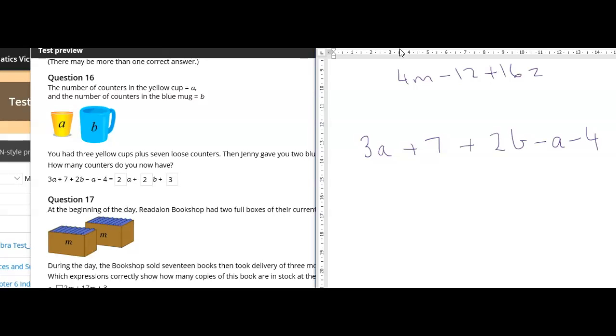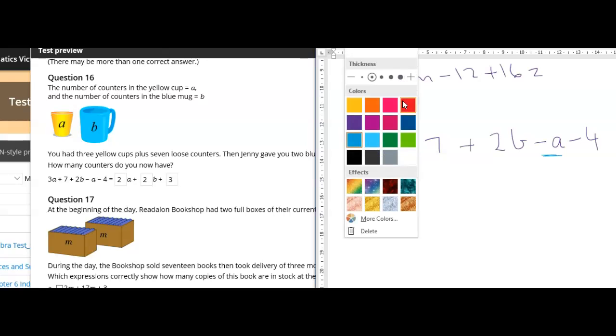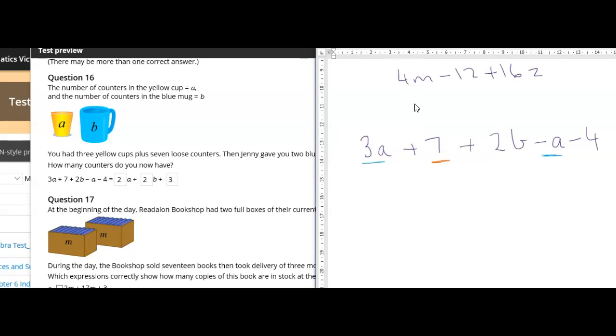So when we're simplifying, we look at our like terms. Sometimes it's easier to underline them. So we've got our constant terms as well. And then we've got our B. Okay, so 3a minus a.